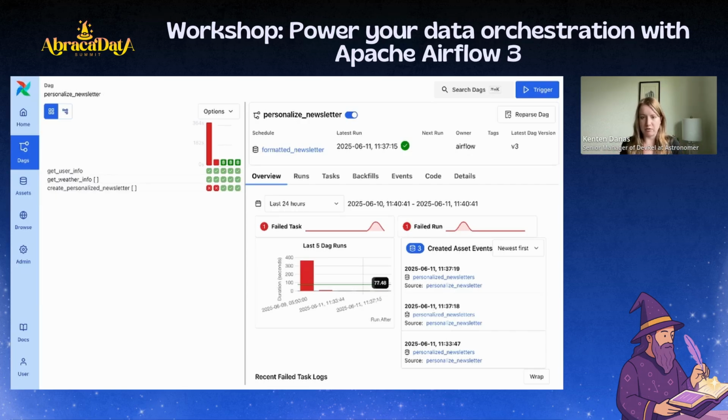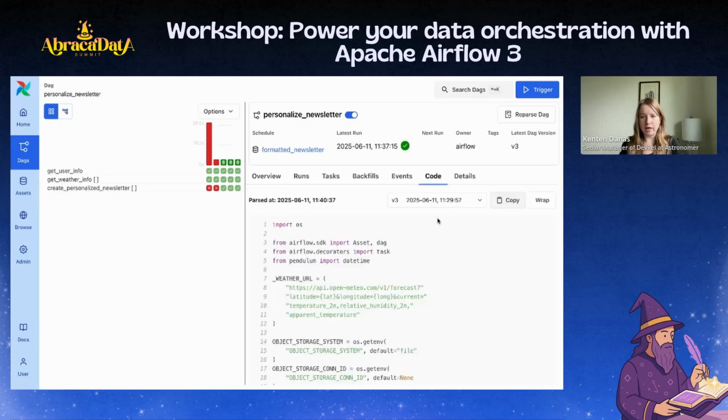A couple of things to note about DAG versioning. Only certain changes will prompt a new version. It requires a change to the structure of the DAG or something that would change the way in which the Airflow scheduler manages the DAG. So changing something like the schedule, which we did for this personalized newsletter DAG, should actually change the version. So we can see that here.